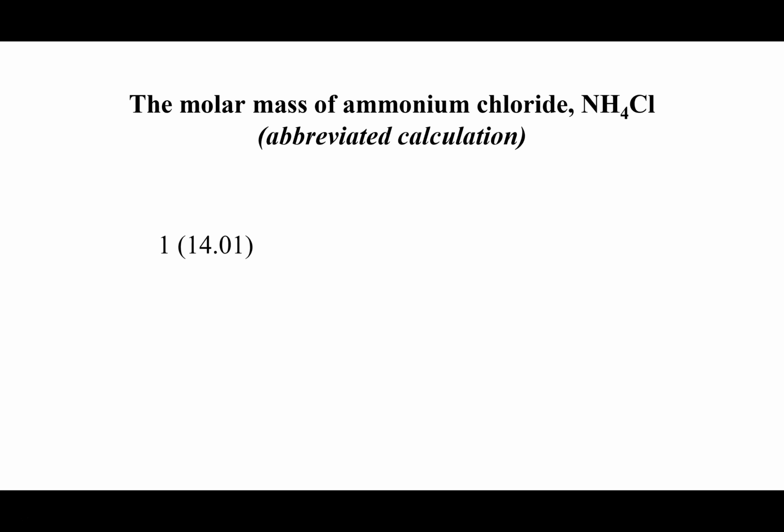So it looks like this. We have 1 times 14.01, and I usually do the 1, even though I know it's kind of redundant, plus 4 times 1.008, plus 1 times 35.45, since chlorine's pretty heavy. How many decimals am I going to give this? Just 2. So you should get a value of 53.49, and then the units need to be grams per mole if it's molar mass, or AMUs if it's molecular weight.